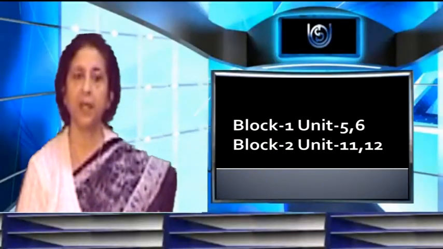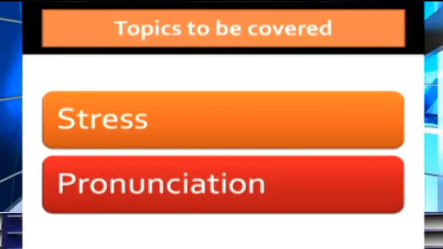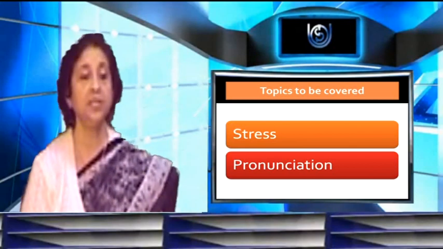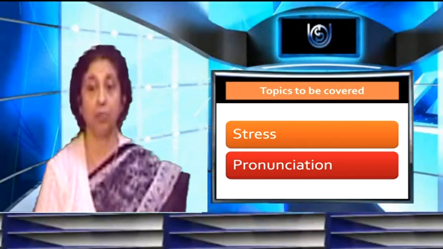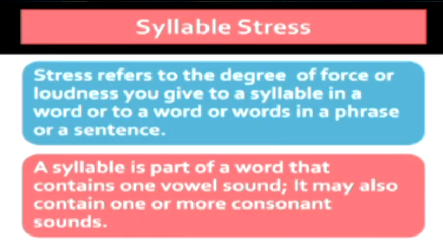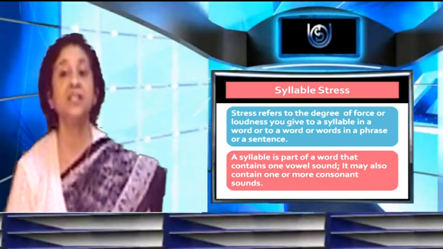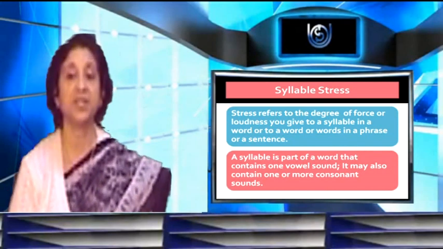FEG-1, Block 1, this is session number 5. Topics to be covered are stress and pronunciation. These two topics are the most important topics to be discussed now. As you know, proper stress is very important for correct pronunciation. So first, try to understand how stress is used in pronunciation and what the importance of proper stress is.